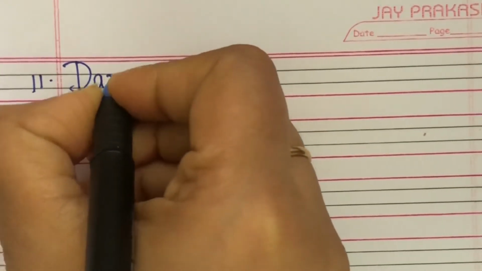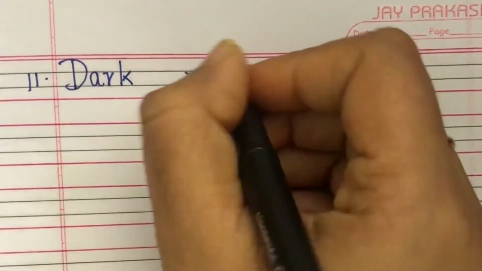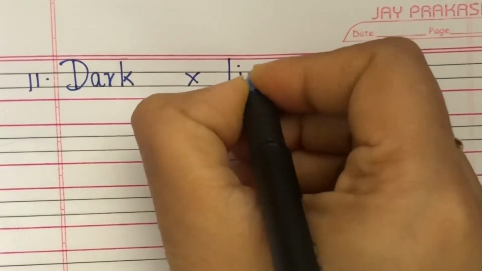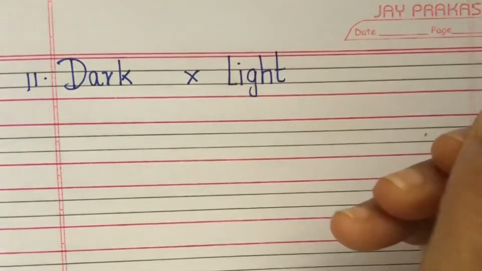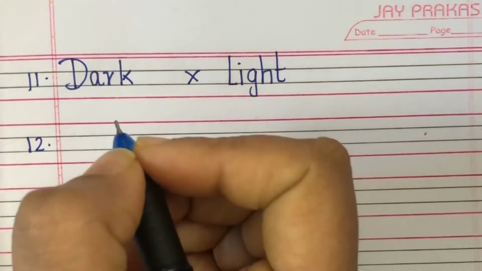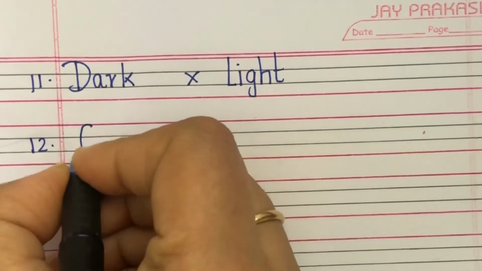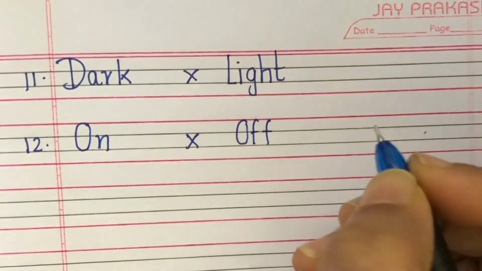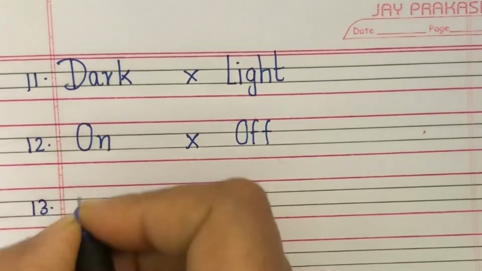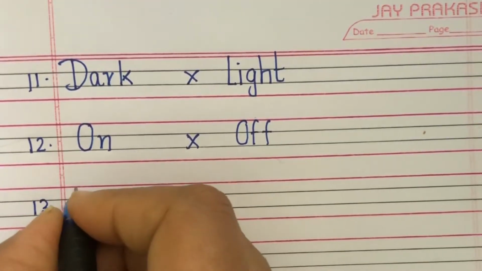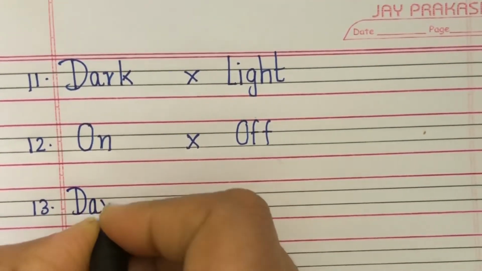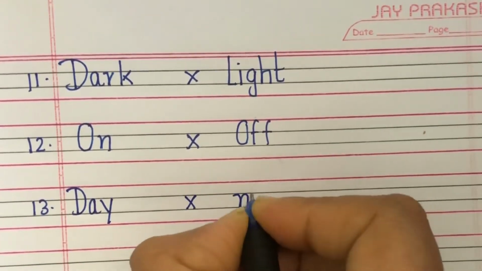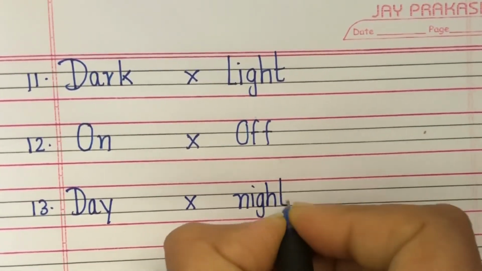11th one is dark. Dark, opposite of dark is light. Dark means andhera, light means ujala. 12th one is on. Opposite of on is off. 13th one is day, D-A-Y, day. Opposite of day is night, N-I-G-H-T, night. Day means din, night means raat.